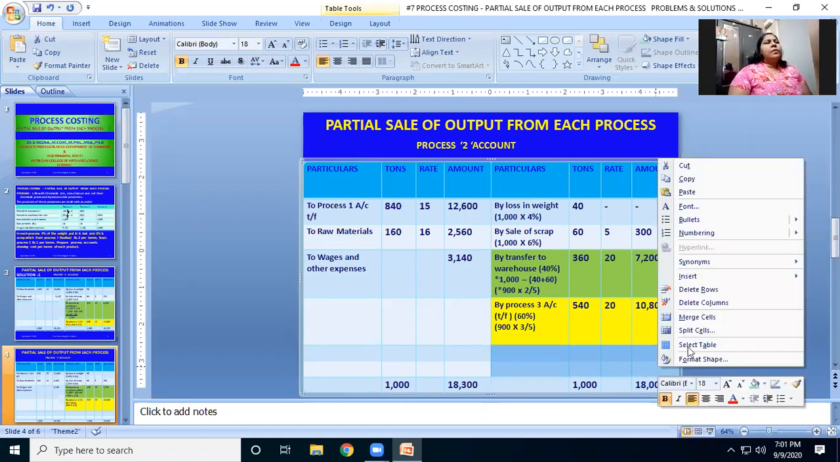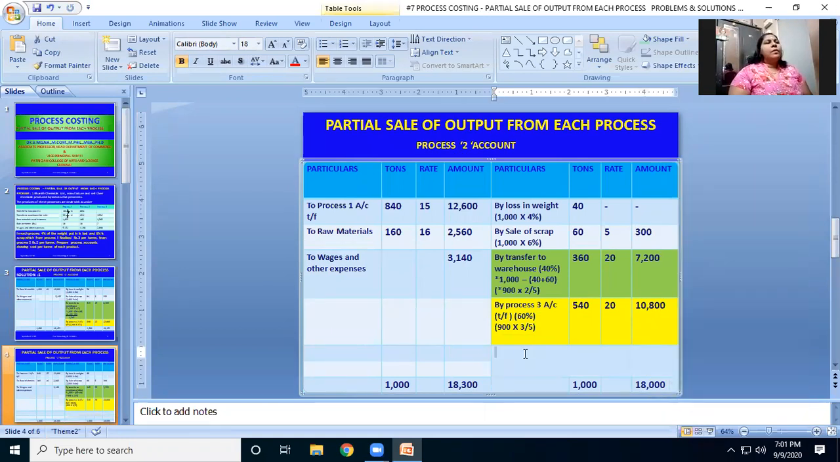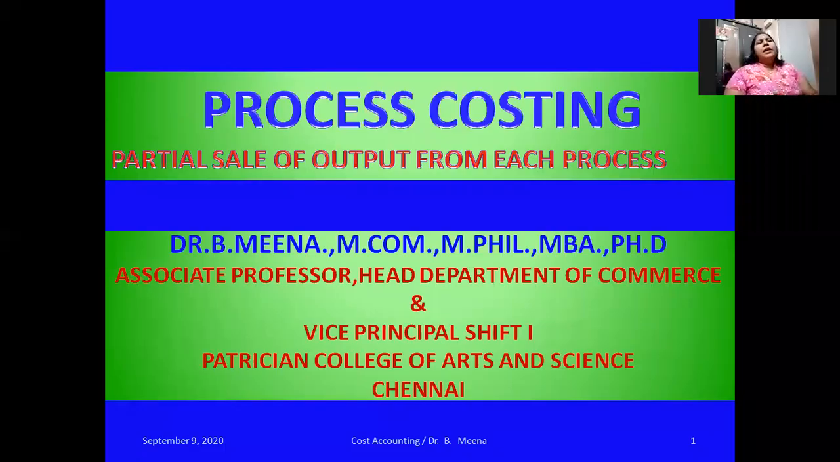18,300 minus 300 I credited, right? So divided by, what is my output as per this process? My output is 900, right? So if I did this calculation, I came to know what is the rate applicable for both transfer to warehouse, as well as what is the transfer to the next process.